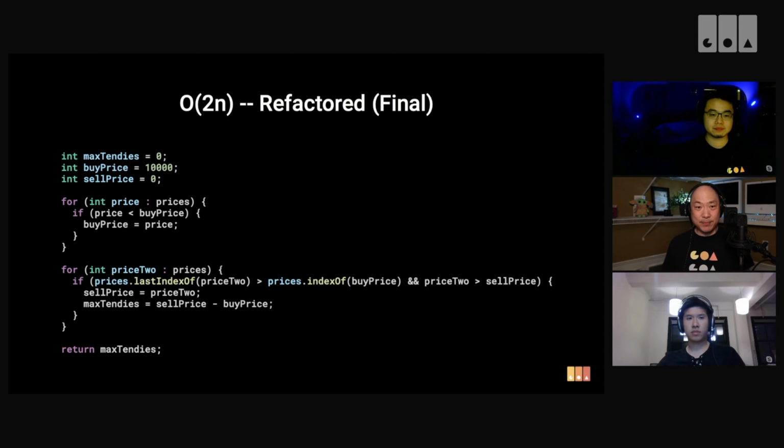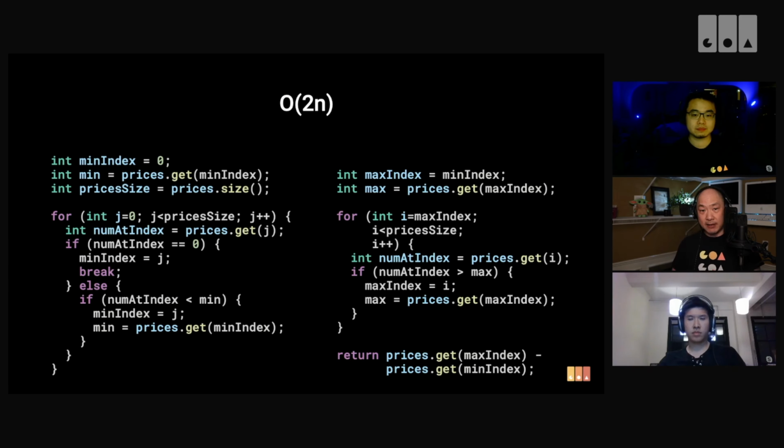Okay, awesome. Let's move on to the next one. This one also was around the same performance, order 2n. This is from Mackenzie. It's 2n again because it traverses the array twice, 2 for loops. The first for loop looks for the buy price again, and then the second for loop looks for the max price. So min price and then max price, and then it returns the prices for max index and for min index.